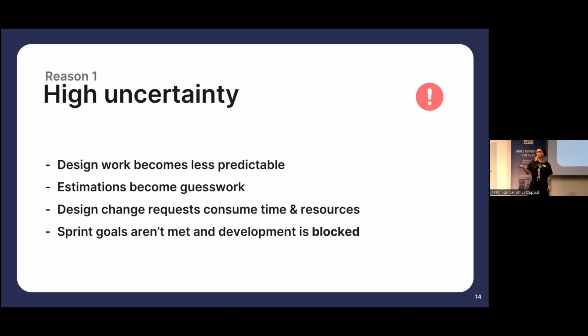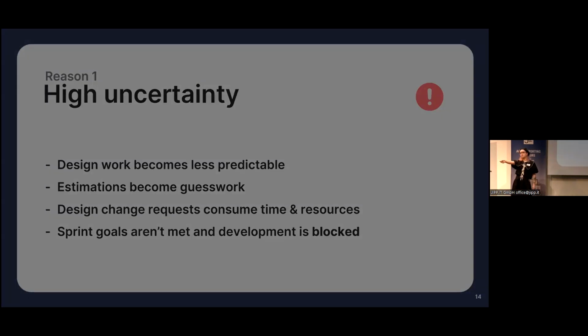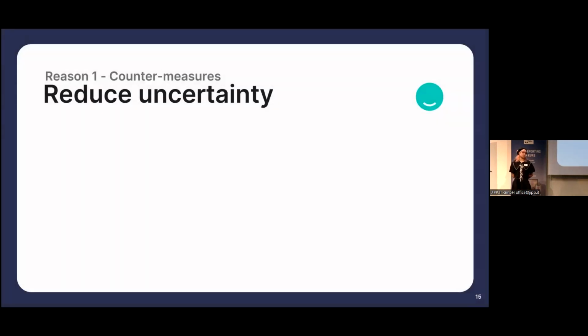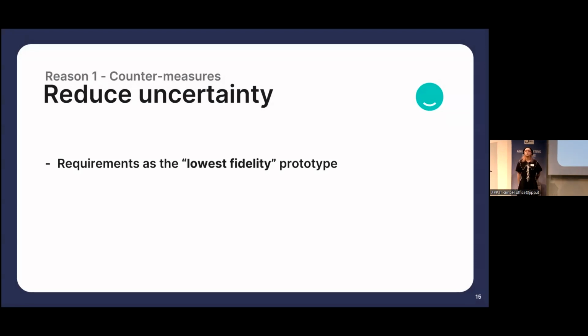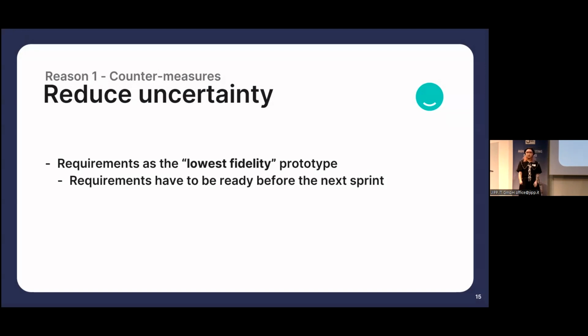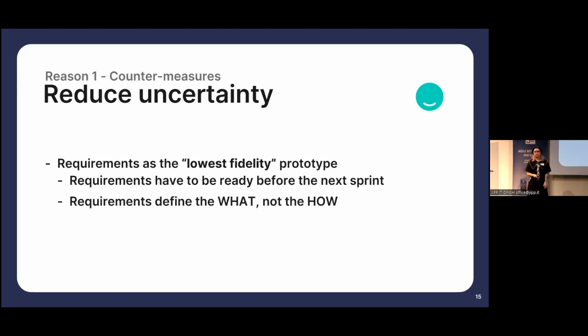So how do we deal with high uncertainty? We want to, of course, reduce the uncertainty, and there are a few ways that we do this. So first of all, our requirements should be the lowest fidelity prototype. So in design, we have low fidelity and high fidelity prototyping, wireframing, and designing. And our requirements have to serve as this lowest fidelity prototype. What does that mean? The requirements have to be ready, and they should be as complete as humanly possible before the next sprint or before the start of the project, because if they are not, you have even more uncertainty.